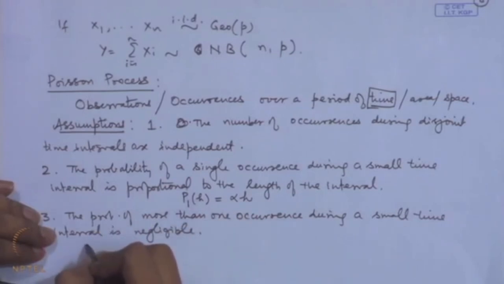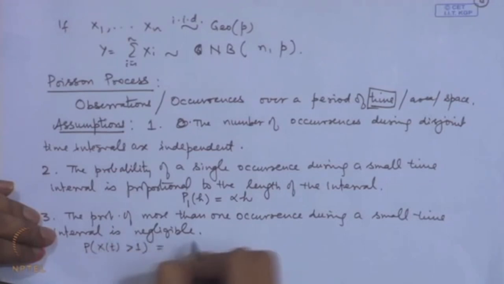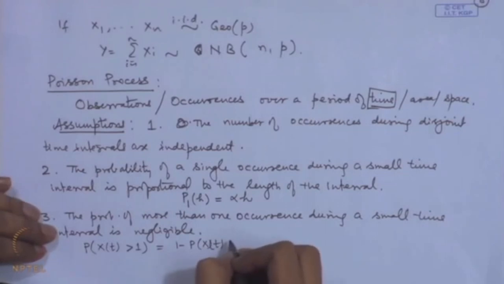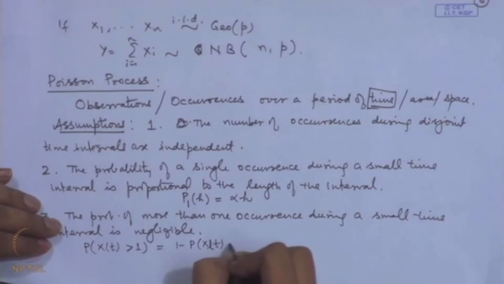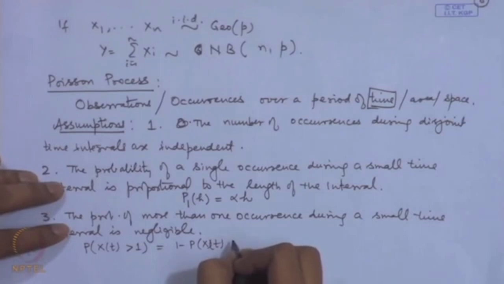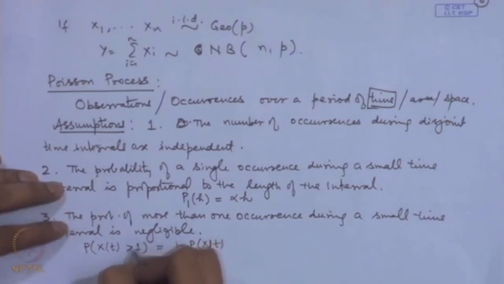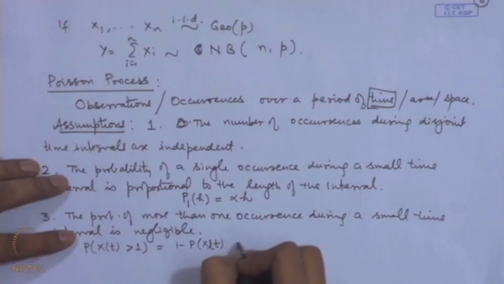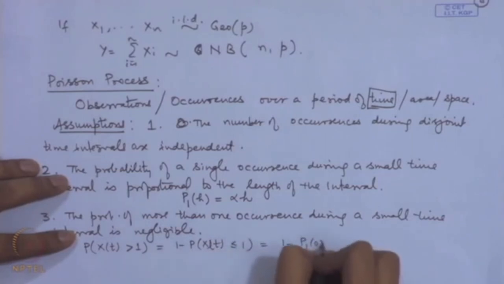Now, more than one occurrence means the probability of X t is greater than 1. That can be written as 1 minus the probability of X t is less than or equal to 1, that is equal to 1 minus P 0 and P 1. This is negligible.